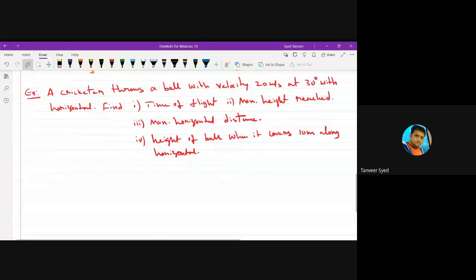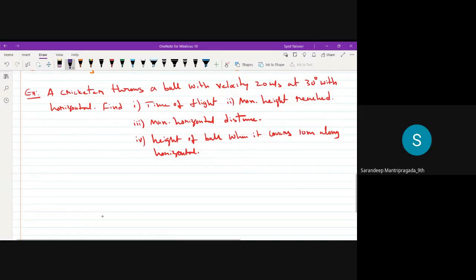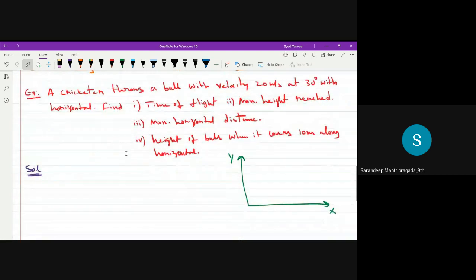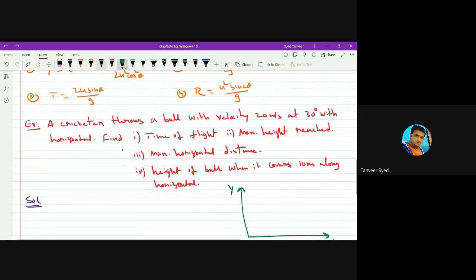Yes. Answers, how to solve this. Sir, first one is 2 seconds. Second one is 5 meters. So the ball is thrown with 20 meter per second at 30-degree angle. So you have u 20 meter per second, theta 30 degrees.